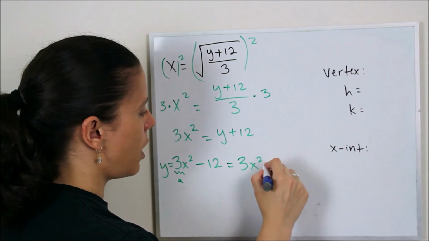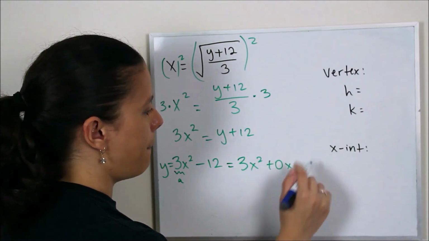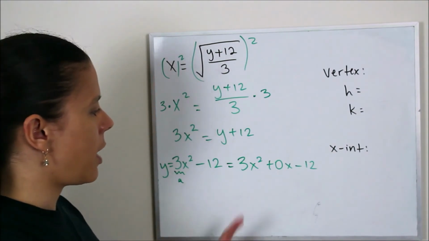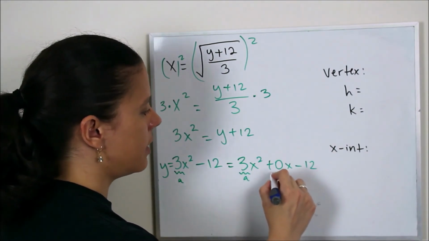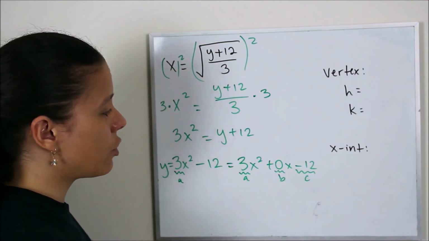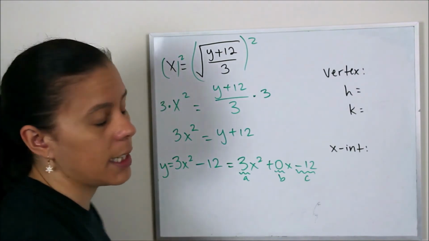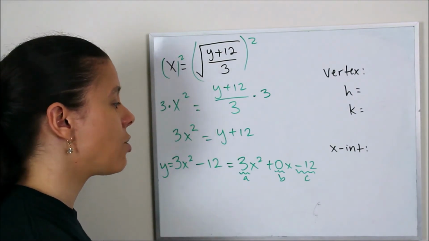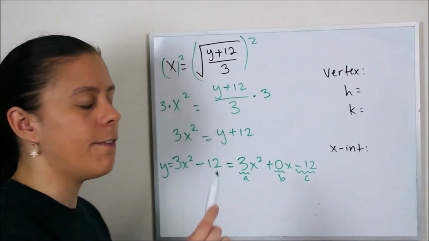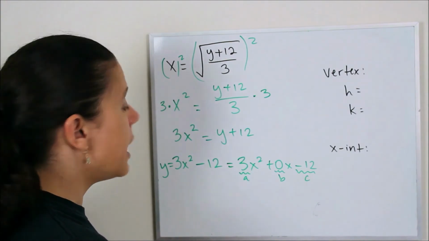This is 3x squared plus 0x minus 12. So this is going to be our A, this is going to be B, and this is going to be C. So I can either do that, or I would prefer using the technique that I used in the previous exercise and actually factor first so I can find the x-intercepts, and I'll just find the midpoint between them. It's up to you.